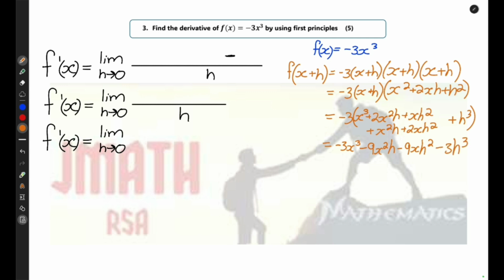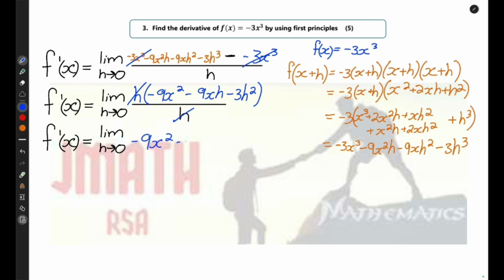That was long. Now I can just sub that into the first principles formula and then subtract the original and see what can cancel out. Like always, everything that does not have an h cancels out, so the first one and the last one cancel. From what's left, I can take out h as a common factor, so minus 9x squared minus 9xh, and minus 3h squared is what's left. This h cancels this h, and what's left then is minus 9x squared minus 9xh minus 3h squared.